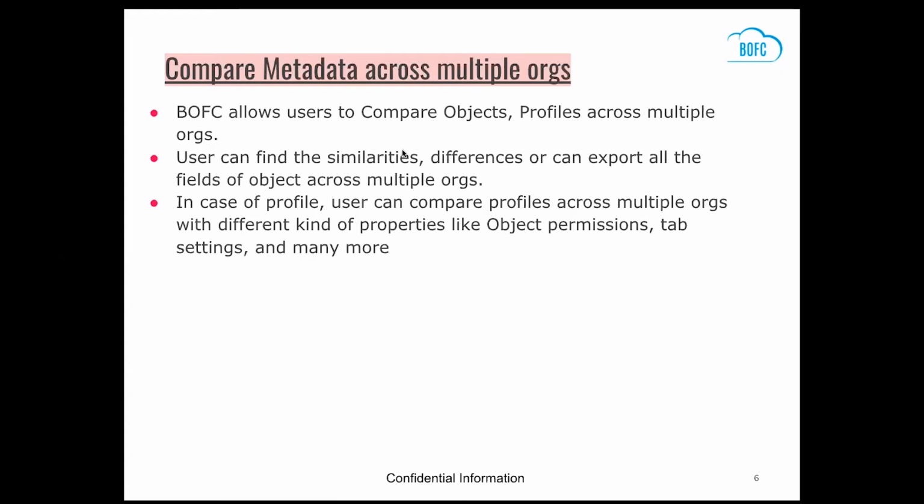In the upcoming release in March, we're coming with two more features. One is to compare the process builders across multiple orgs. This application will help you find the differences between the process builders in two different Salesforce orgs. The second is layouts. If you want to compare the layouts of any object across two different orgs, you can have the differences listed in front of you. Those two features are going to be added in the March release.